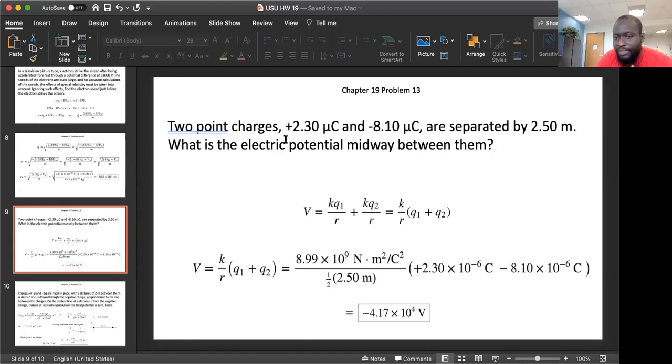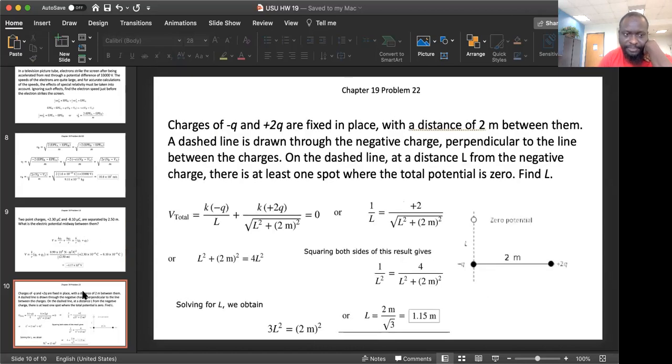So I do minus that plus that, and I get this. I multiply it, and this should give me a negative because minus 8 is larger in magnitude than 2.3. So I'm going to get a negative answer. So that's just how you solve this one right here. You get the potential difference in volts, or the electric potential midway between them.